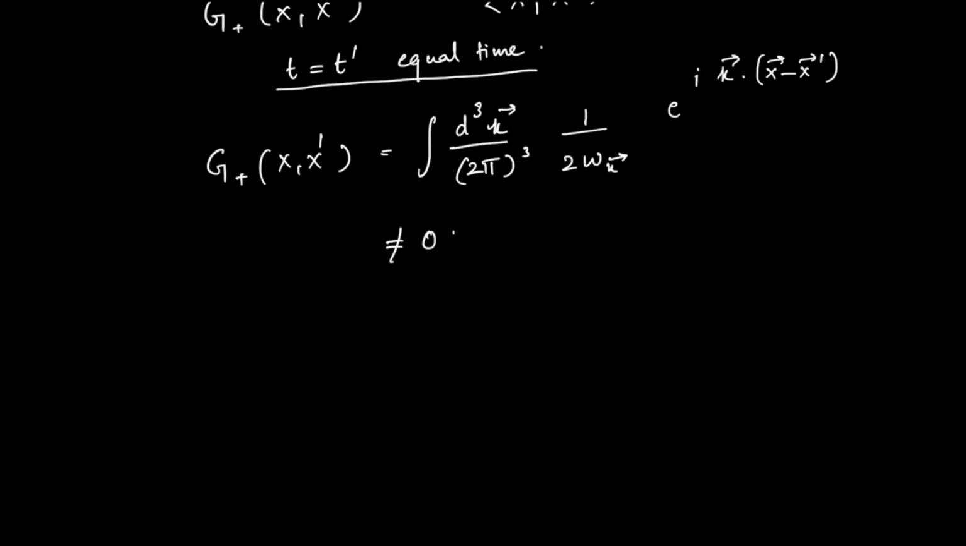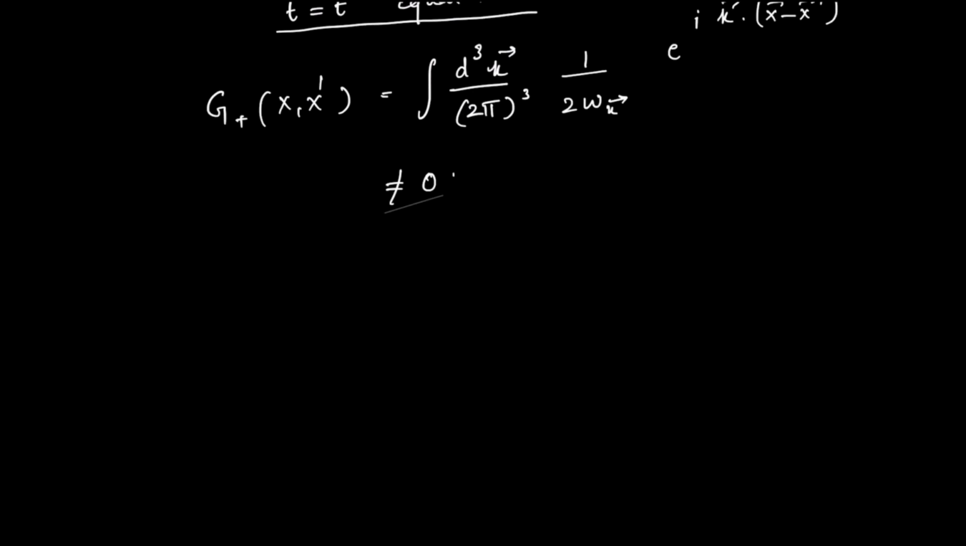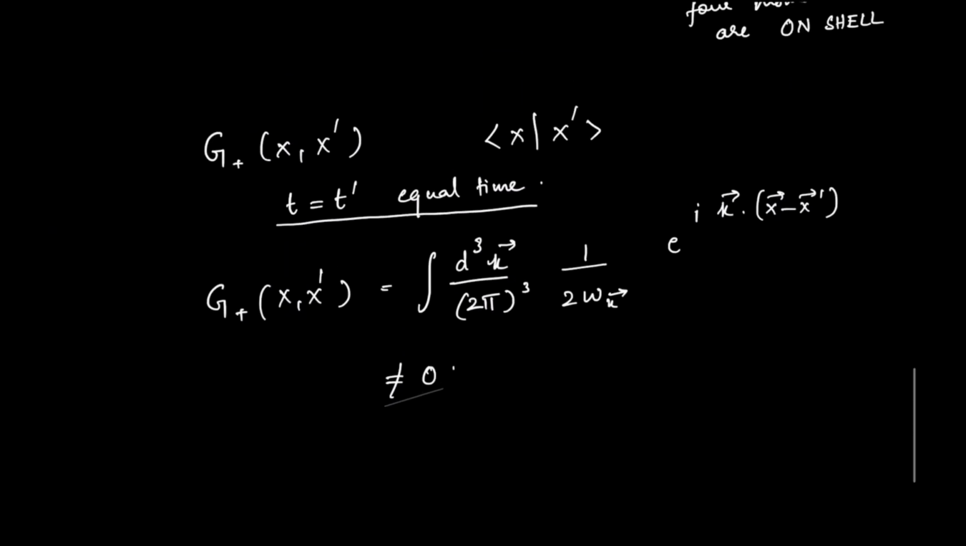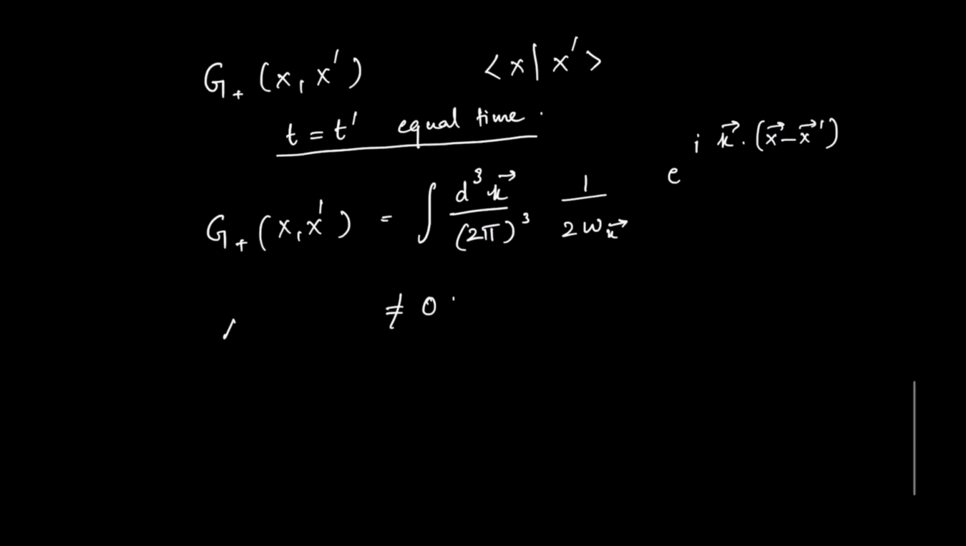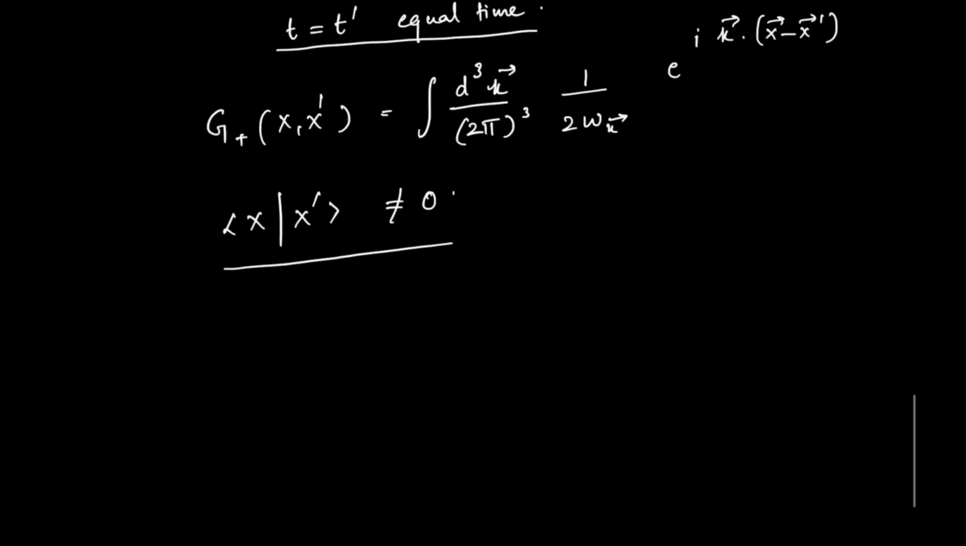So that's why we said earlier that this is not a localized state, because G of x, x prime means it is the overlap of x and x prime. So clearly we can see that even at equal time, this correlation is not equal to 0. Therefore, this state is not localized.